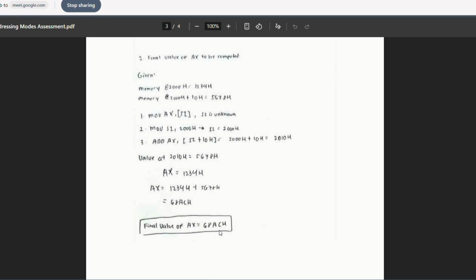Because at first it takes the value at memory 2000H, which is 1234H. Then we add the value at memory 2000H plus 10H, which is 5678H. Then we add 1234H plus 5678H in hexadecimal, which gives us 68ACH. So after this instruction, we get AX equal to 68ACH.